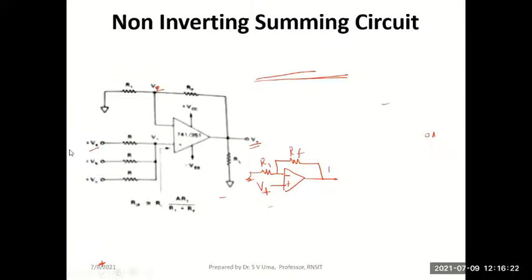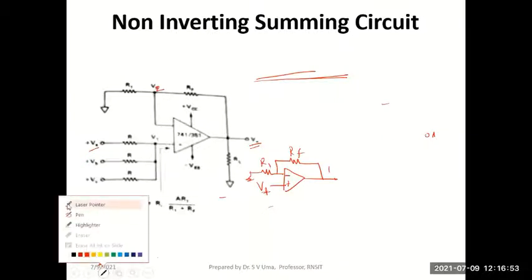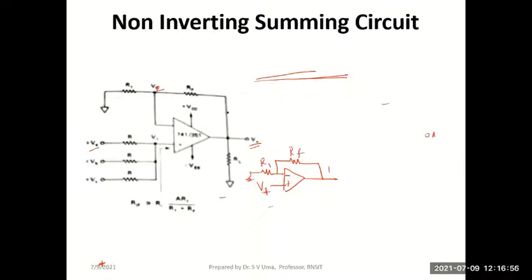Good afternoon. In the last class, we were discussing the non-inverting summing circuit, or the non-inverting summing amplifier. As I told you, we'll be giving different input signals. I can give n input signals to the non-inverting terminal. To the inverting terminal, we have to give negative feedback through this resistance RF, and we also have a resistance R1 connected from the inverting terminal to ground.